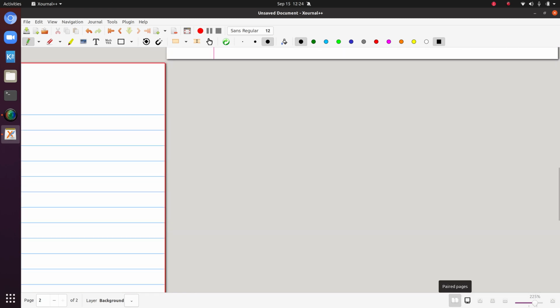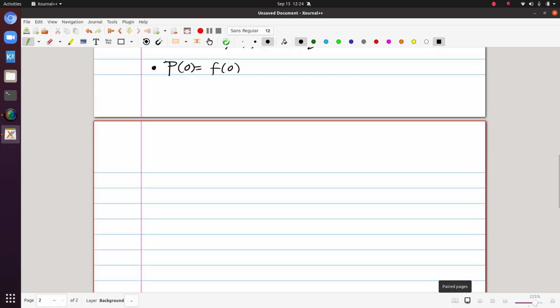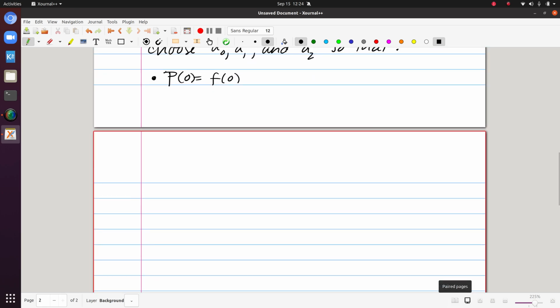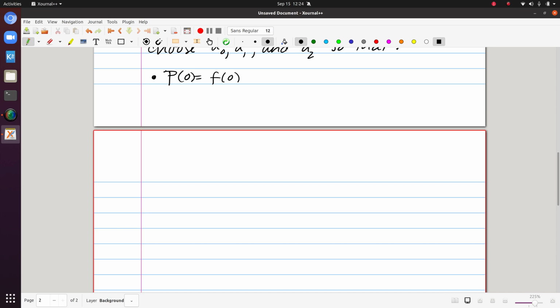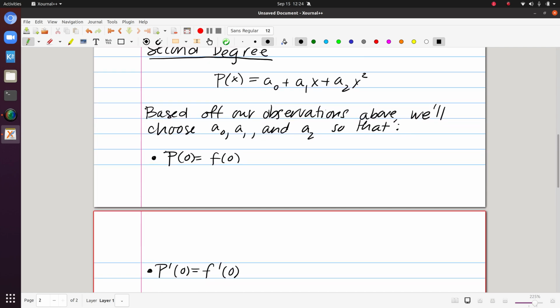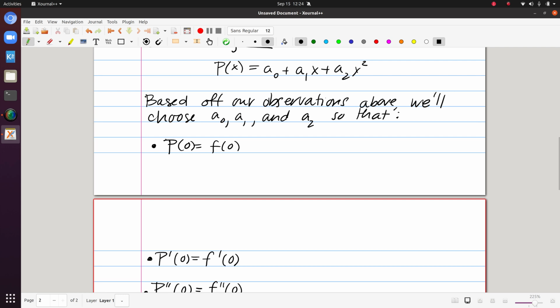Let's also make sure that p prime of 0 is equal to f prime of 0. And finally, what we couldn't do with the tangent line, let's match up the second derivatives at 0. So how do we choose the coefficients to make sure that this happens?